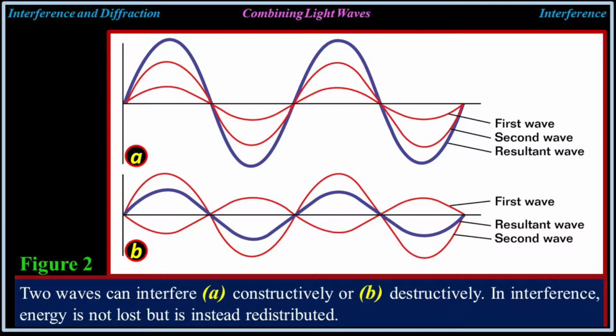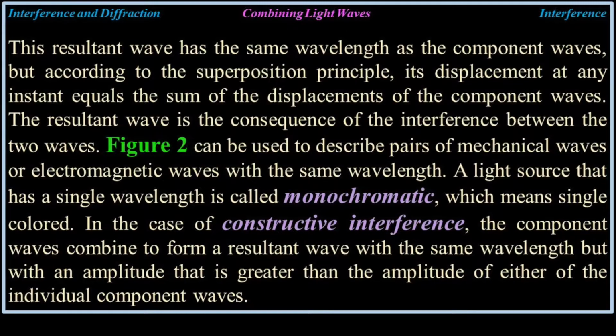Figure 2: two waves can interfere, A, constructively, or B, destructively. In interference, energy is not lost, but instead redistributed. This resulting wave has the same wavelength as the component waves, but according to the superposition principle, its displacement at any instant equals the sum of the displacements of the component waves. The resultant wave is the consequence of the interference between the two waves.